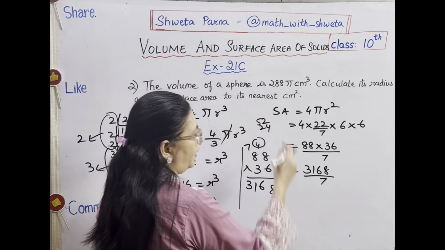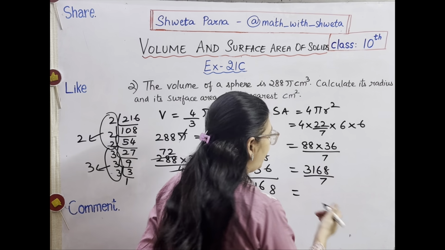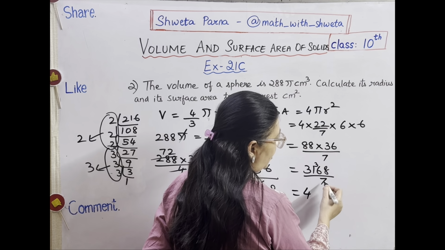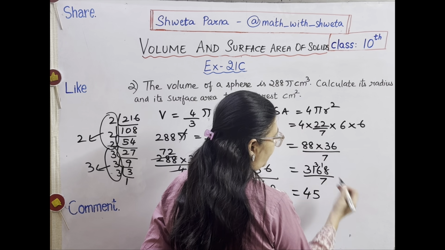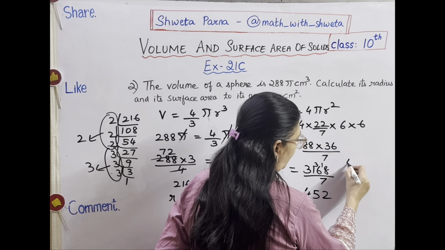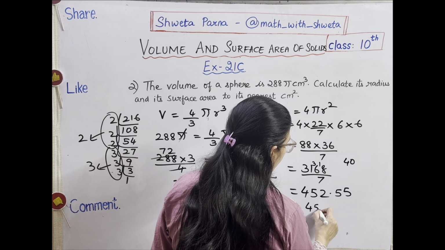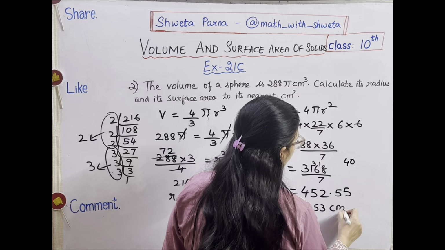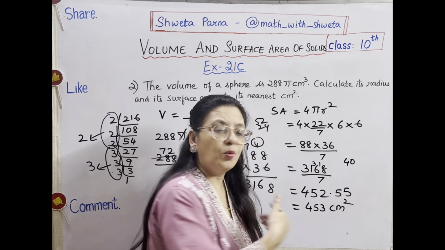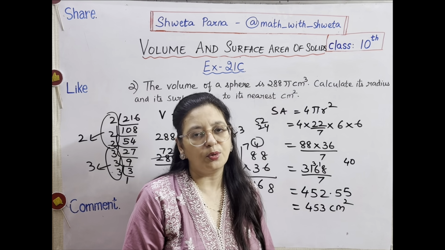Now to the nearest centimeter square. So let's divide it. 7 5s are 35. So 7 4s are 28. You will get here 3. 7 5s are 35. 1. 7 2s are 14. You will get 4. 452.5. Again you can say 453 centimeter square, because it is 5. If it is 5 or more than 5, you will use the next number. I hope it's clear. Come on, let's go to the next one.